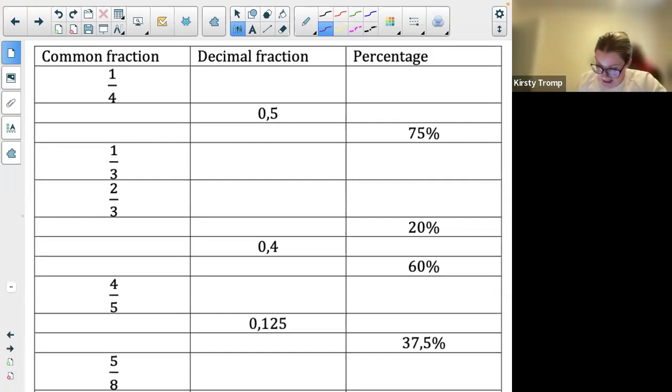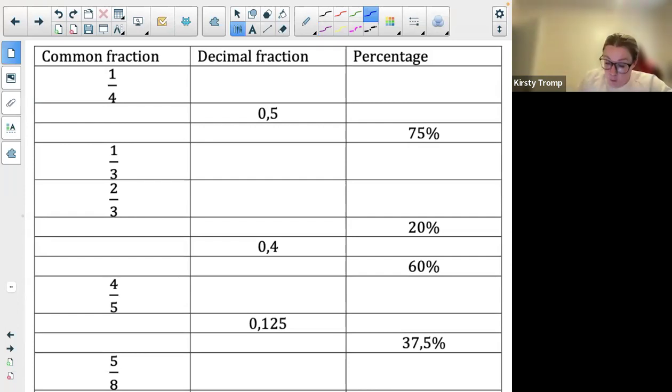So let's go. What's the easiest way to tackle this table? I'm going to teach you the easiest way to tackle this table, guys. In order to tackle this table, I would say the easiest way is to get everything in your common fractions, if they're giving you common fractions, to be over 100 so you can get to your percentages, literally.